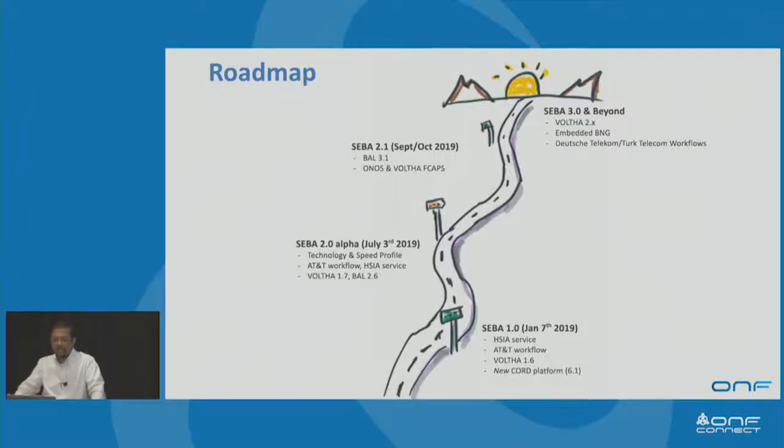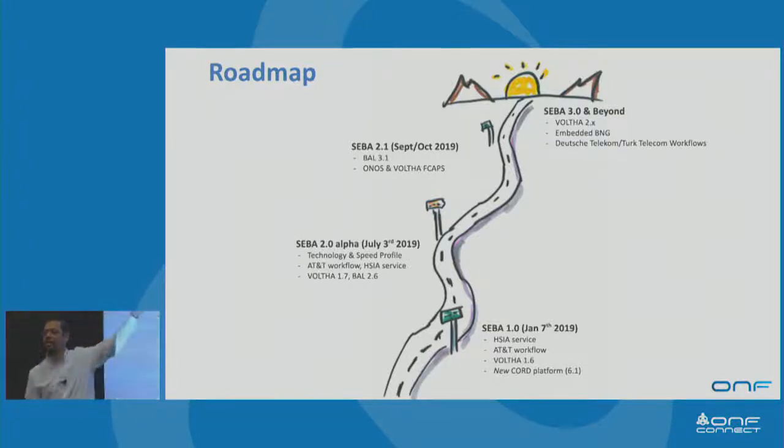It is most likely the same software stack that you see in SEBA 2.0. That won't change, only the BAL part will change. Yeah, so it's going to be very likely Volta 1.7. It's just to get rid of this alpha designation. That's the way you should look at that one.